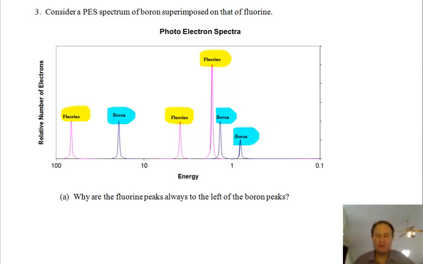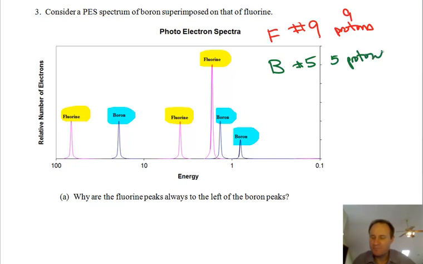The first thing I'm going to do is let's take a look at the periodic table. What are we looking at? Fluorine is element number 9. That means atomic number 9. It has 9 protons. If I then look at something like boron, boron is number 5, which means 5 protons.